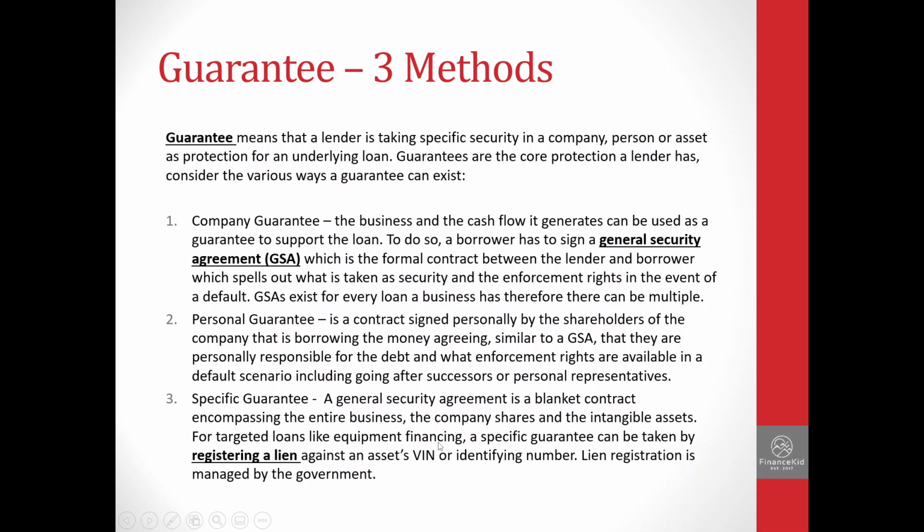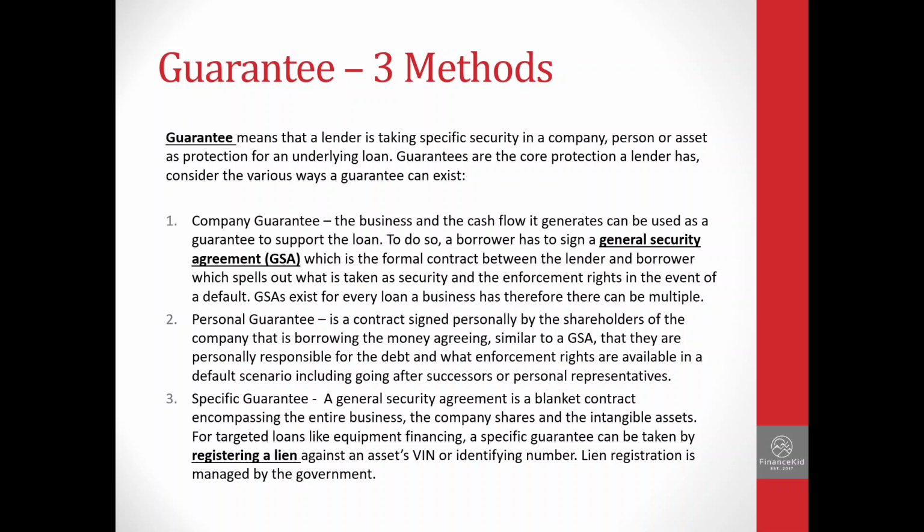For targeted loans like equipment financing, a specific guarantee is taken by registering the loan value and the specific lender's rights as a lien against the asset's VIN number, which is the identifying number. So there will be a trust or a deed for a house. There's a VIN number for your car. There's a VIN number for a piece of equipment. There are various ways that assets are tracked in terms of their identity in our legal system.